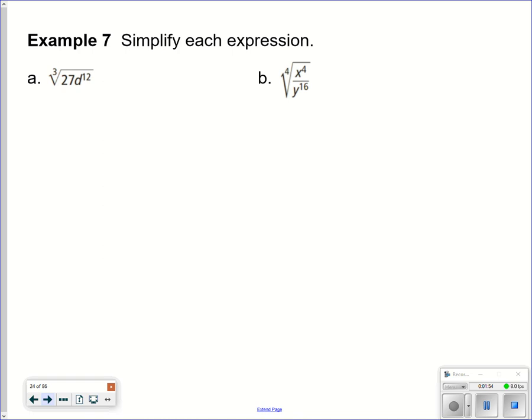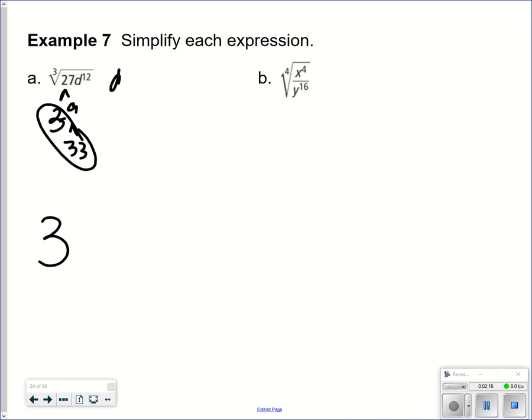Now, for the first time ever, we're going to start talking about radicals with letters underneath the radical. So 27 is 3 times 9, 3 times 3. So the cube root of 27 is just 3. Now let's talk about d to the 12th. There's two ways of doing this, and I'm going to give you the harder way first.